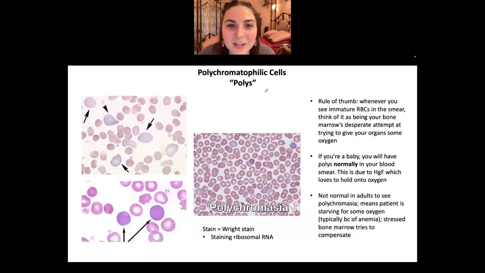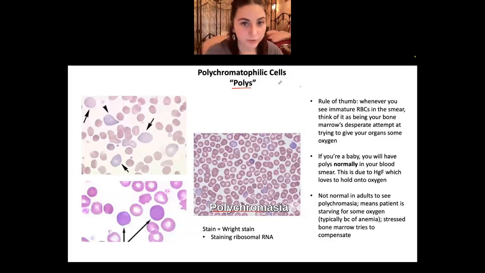Okay, next is your polychromatophilic cells. Everyone refers to these as polys or overall polychromasia. So the rule of thumb with this is whenever you see immature red blood cells on the smear, so polychromatophilic cells are basically immature red blood cells.